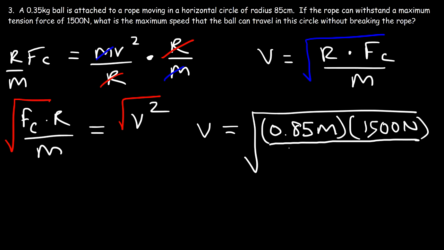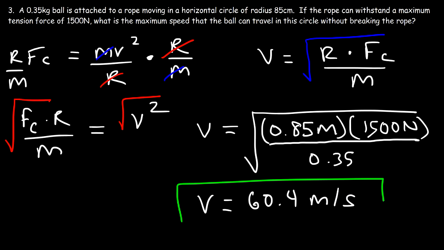Right now, let's plug in the mass, which is 0.35. 0.85 times 1500, that's 1275. And if you divide that by 0.35, you should get 3643 if you round it to the nearest whole number. And then take the square root of that number. And then the maximum speed is going to be 60.4 meters per second. So now you know how to calculate it if needed.